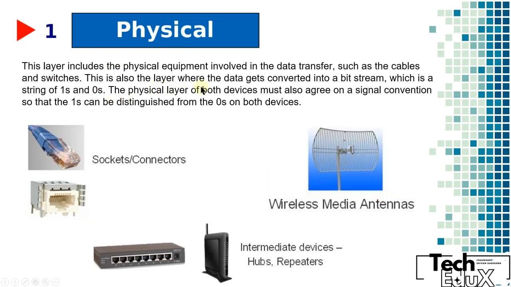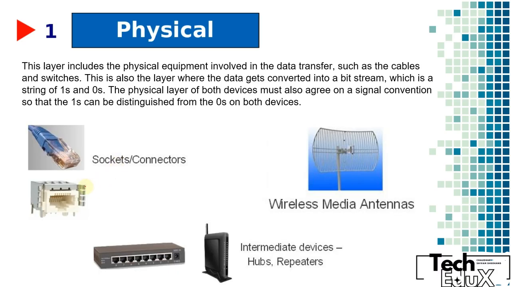This is also the layer where the data gets converted into a bit stream. And we know that bits are what? Bits and bytes, 1 0 1 0 1 0. So this is where the information will travel onto these physical cables, which is a string of ones and zeros. The physical layers of both devices must agree on a signal convention, so that the ones can be distinguished from the zeros on both devices. So this is the whole agenda of discussing this OSI model.